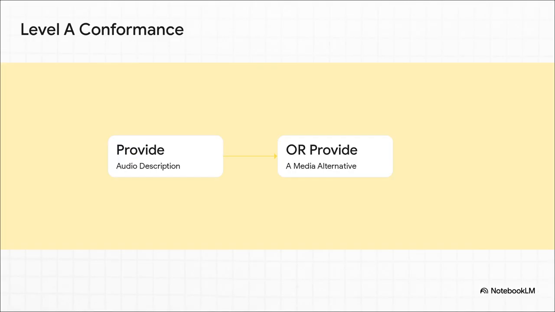Now, the great news here is that for the first and most essential level of accessibility conformance, level A, you have a choice. You can meet this standard by providing either a solid audio description or a thorough media alternative. You don't have to do both to get started.